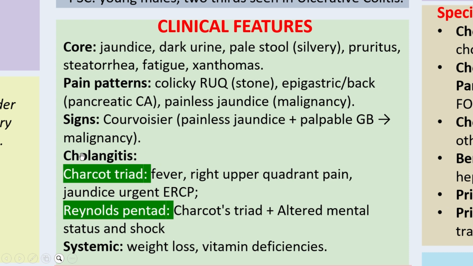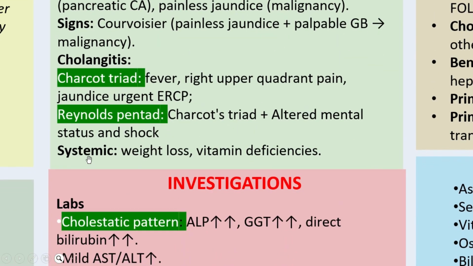So the Charcot triad we're going to have fever, right upper quadrant pain, and jaundice, and most of the times you need to do an urgent ERCP. And then the Reynolds pentad is when we have the Charcot triad, that is fever, right upper quadrant pain, jaundice, and on top of that we have altered mental status and shock, and this shows that we have a more severe sepsis going on. And then the systemic symptoms, sometimes we can have weight loss, because you can know someone with a malignancy, cachexia, and we can have vitamin deficiencies.